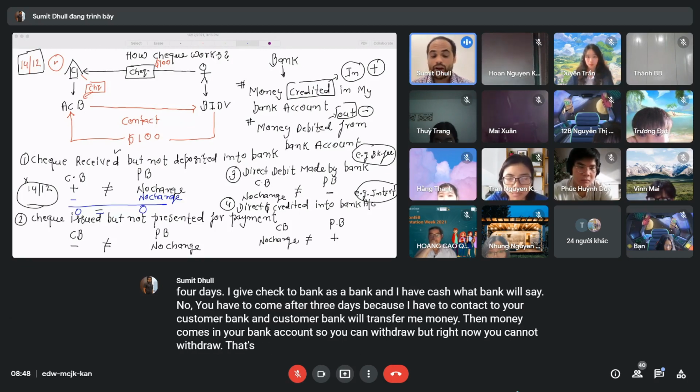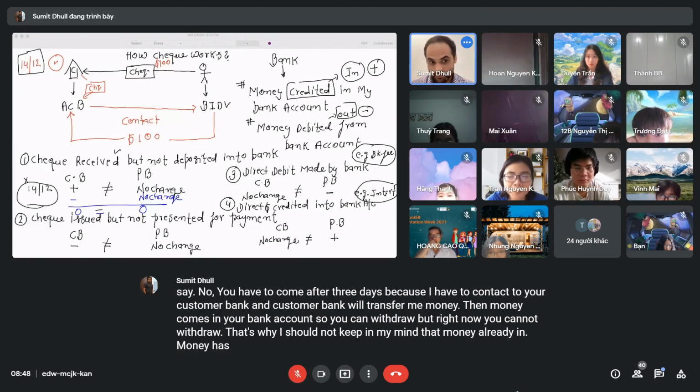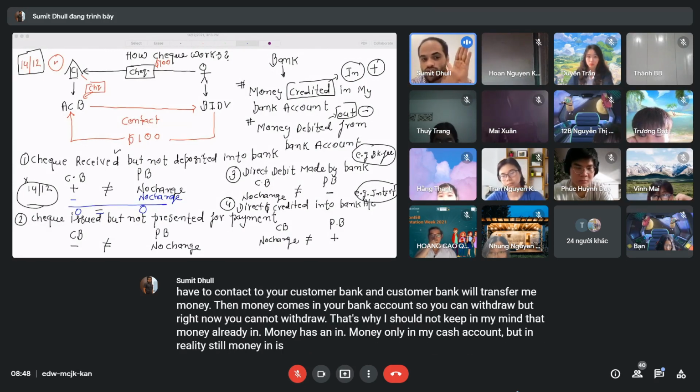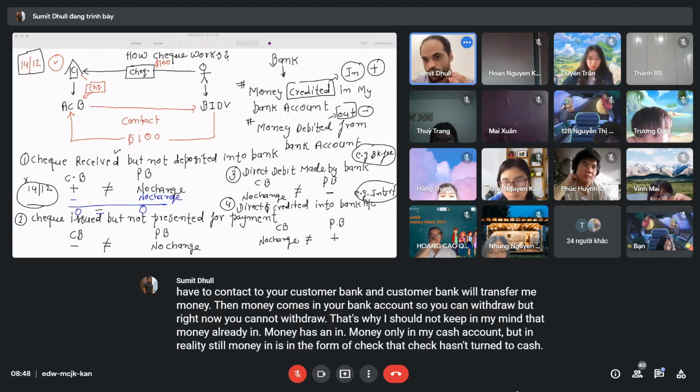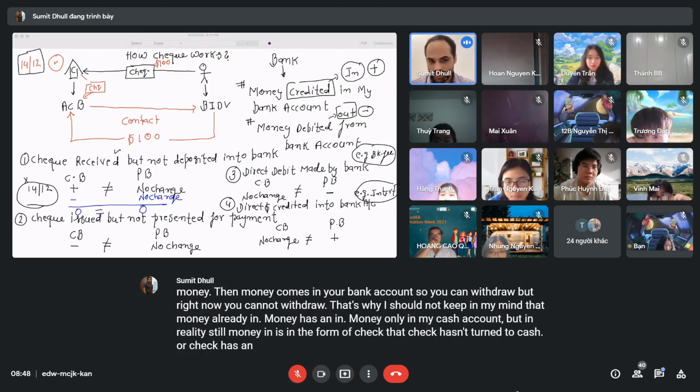That's why I should not keep in my mind that money is already in. Money is only in my cash account. But in reality, still money is in the form of check. That check hasn't turned to cash. Or the check hasn't been encashed. We call it encashed. All right.